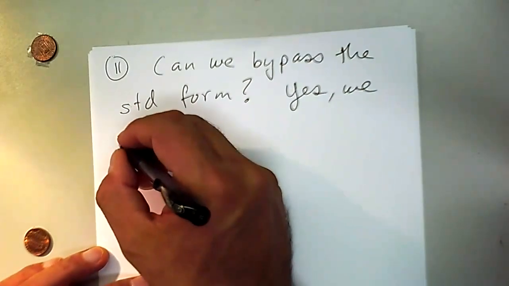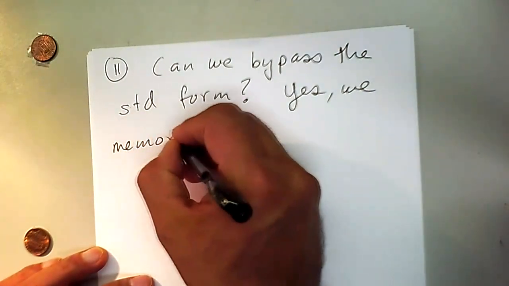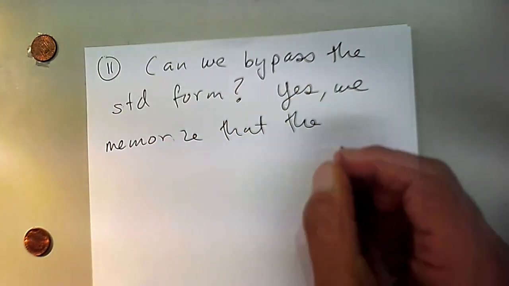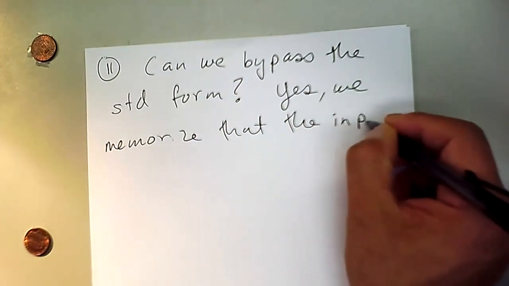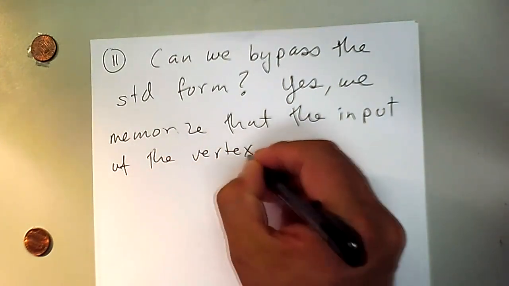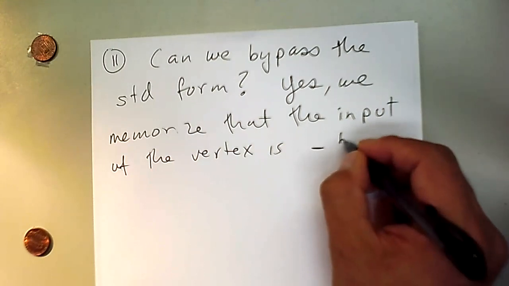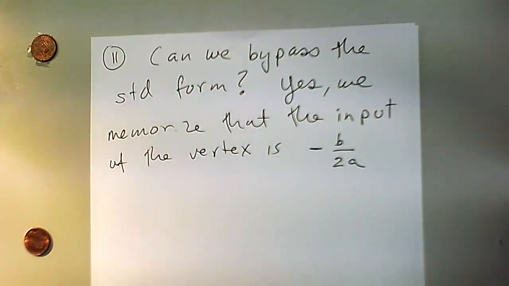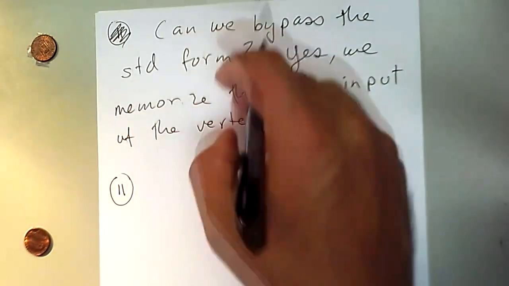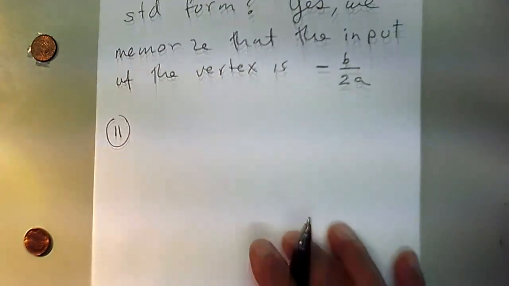We memorize that the x, the input of the vertex, is negative b over 2a. So that is the input of the vertex. It's always going to be that whenever we have a quadratic function. So as an example, I should have put the example number after, because this is not really the example. This is just a fact.